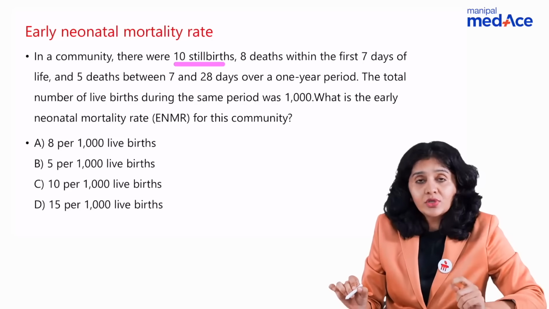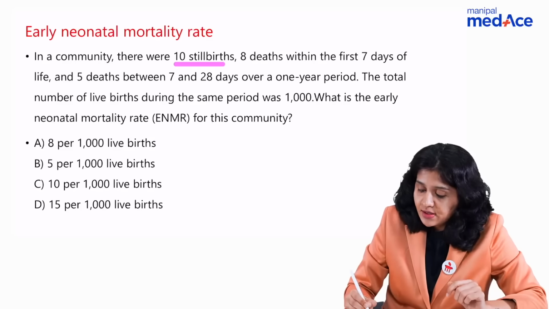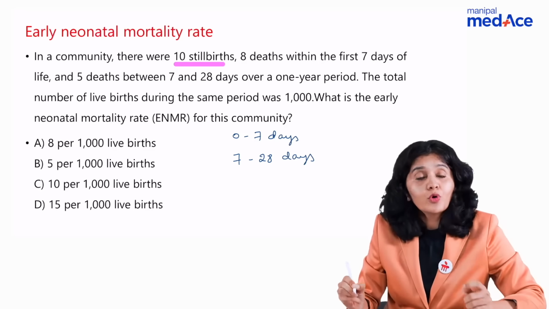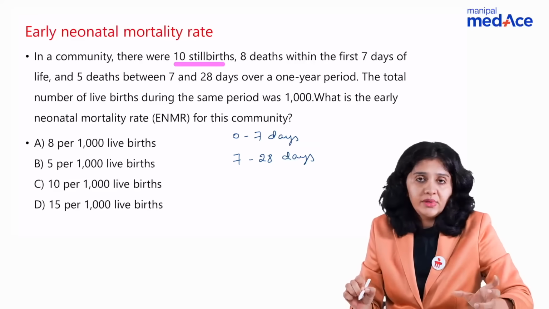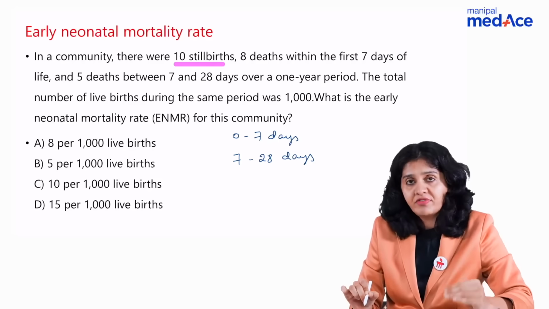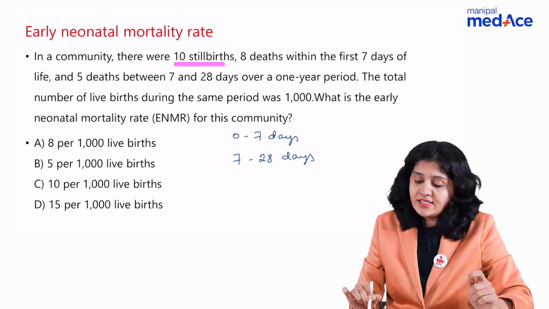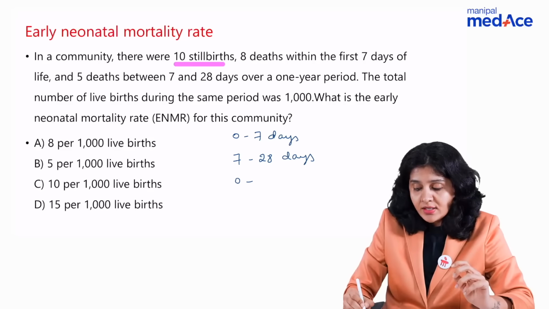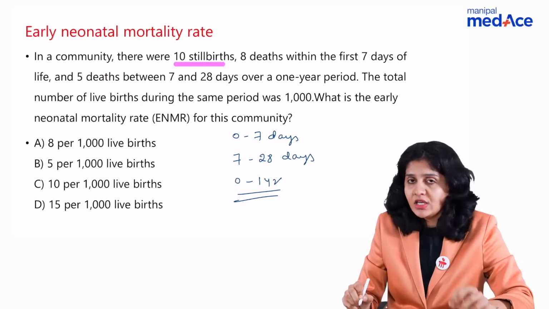So what is early neonatal mortality? What is this period? 0 to 7 days is early neonatal period. I hope you all remember this. 7 to 28 days is post neonatal. So 0 to 28 days becomes neonatal period, right? So the neonatal period is divided into two different time periods. 0 to 7 days is early neonatal period and 7 to 28 days is post neonatal period, right? So 0 to 1 year is infancy. Okay, so this is how you calculate infant mortality rate. This period you consider while calculating infant mortality rate.